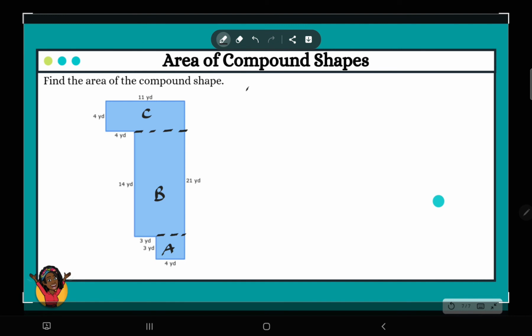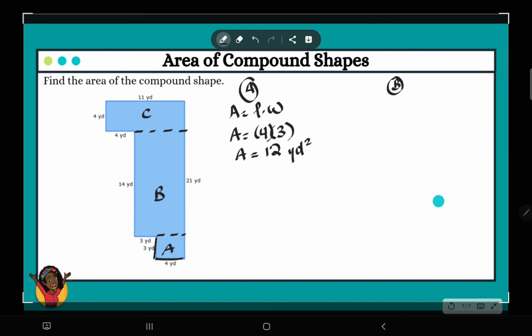So we're going to use the formula length times width to calculate the area. Now for rectangle A, we notice that here we see 3 yards. If that is 3, then also over here will be 3, and we see a 4 yards here. So the dimensions for rectangle A would be 4 and 3. So there we find that the area is 12 yards squared.